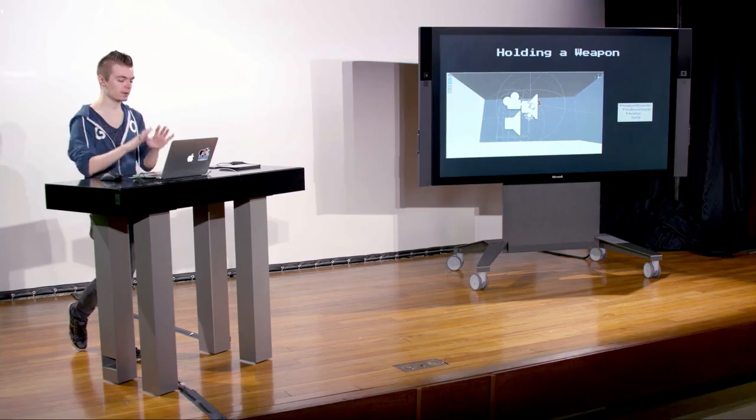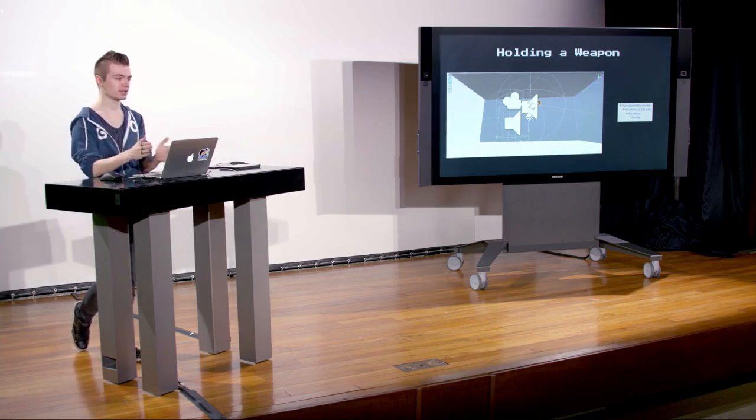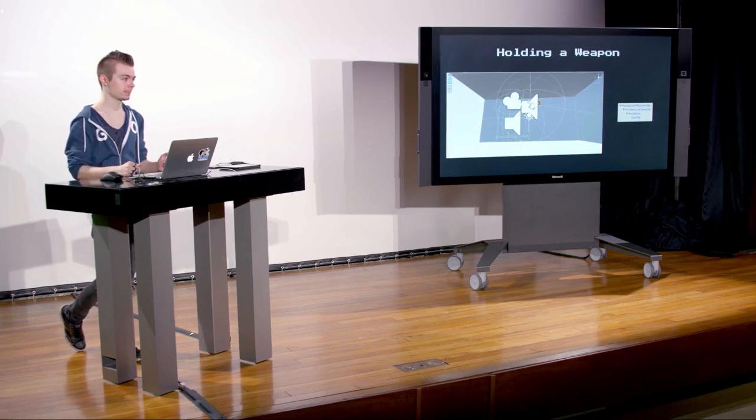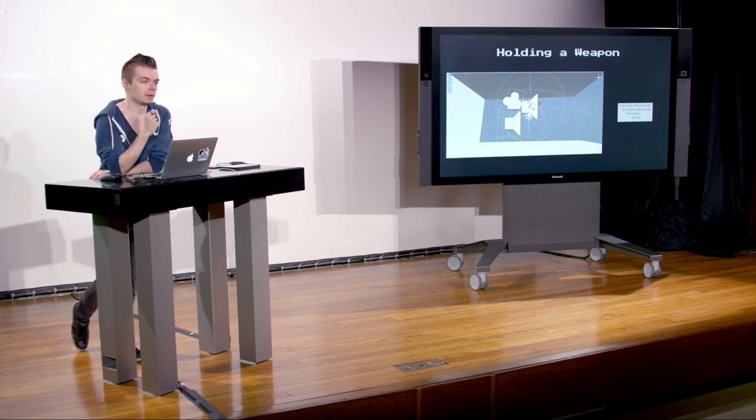So, holding a weapon. Based on the screenshot, can anybody tell me how they think I went from just a plain FPS controller to an FPS controller holding a gun? You just stick a gun, I don't know, do they call it pixels? One unit in front of the camera.